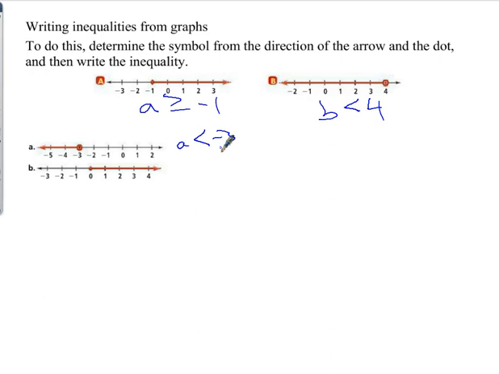Give me a letter. F. Okay. Closed dot, so this is going to be greater than or equal to, and we start at 0. So that's it.